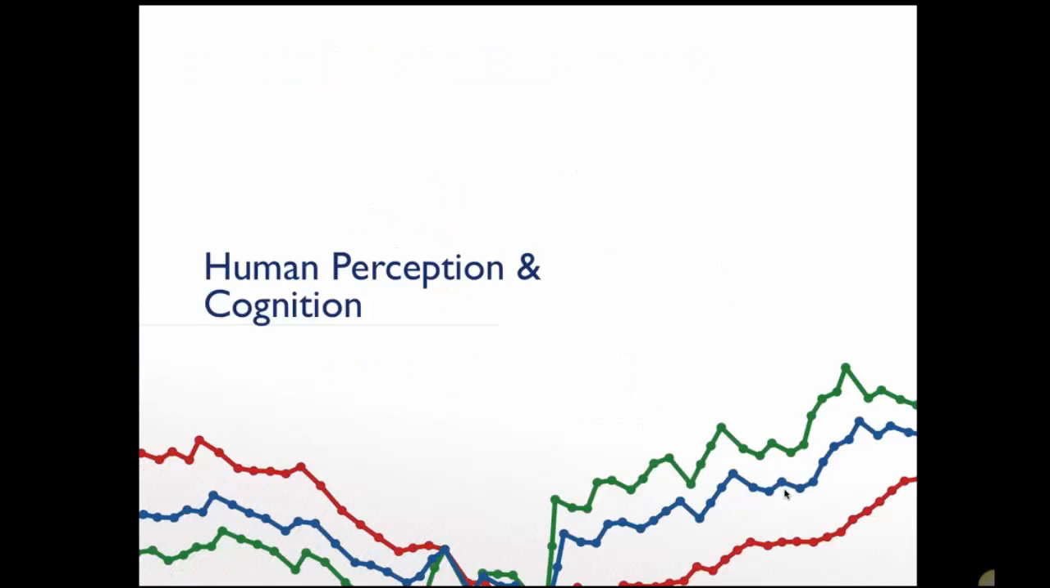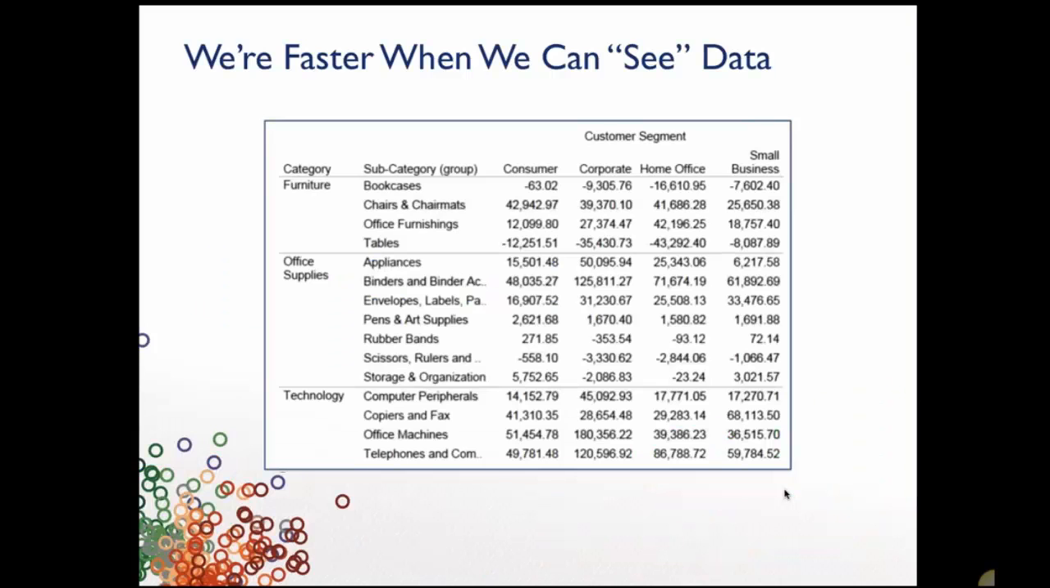So let's talk a little bit more about human perception and cognition. We're going to play one more little game here. I want you guys to think about which product subcategory is losing the most money. Which product subcategory is losing the most money? Just to point out here, we've got data from, let's say, an office supply store. We've got the category information, subcategory, and then the customer segments. So we've got this data. This looks a lot like Excel.